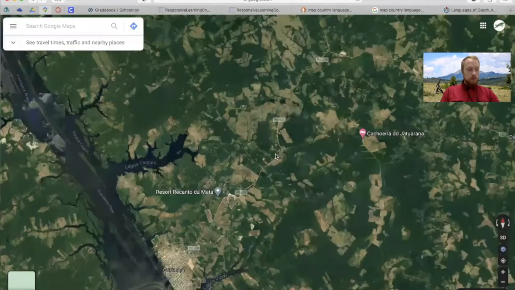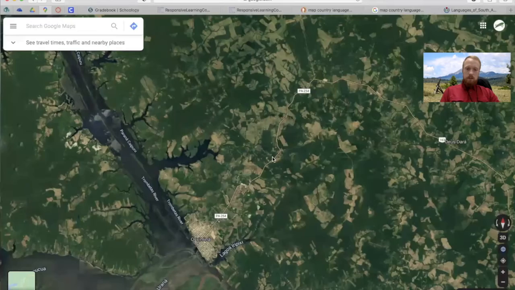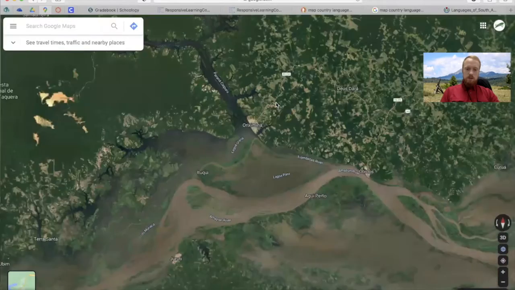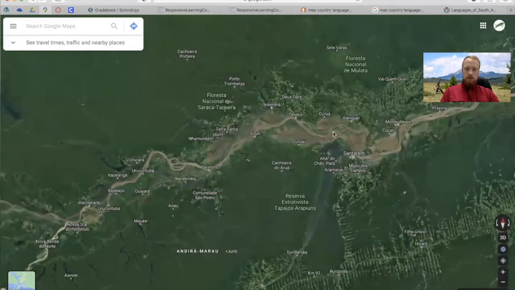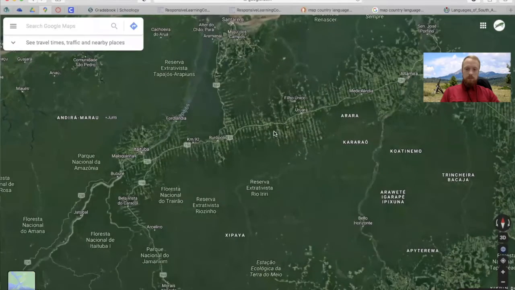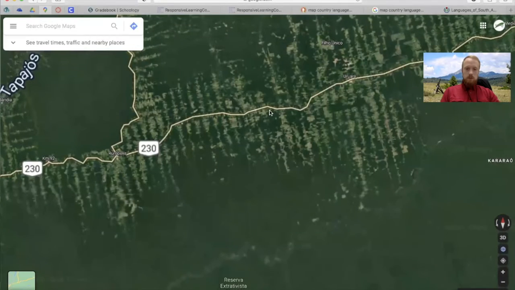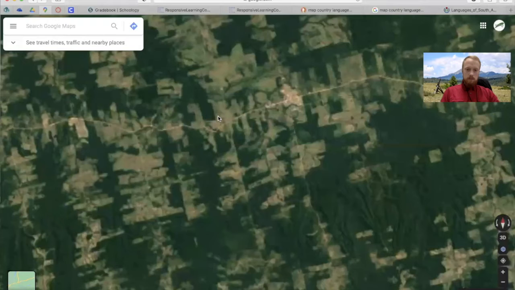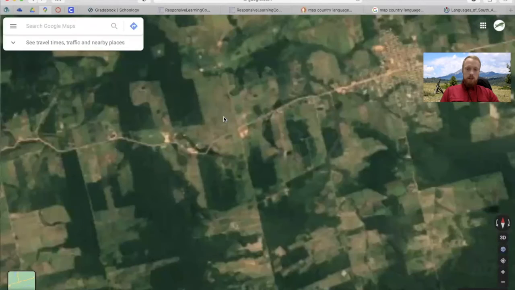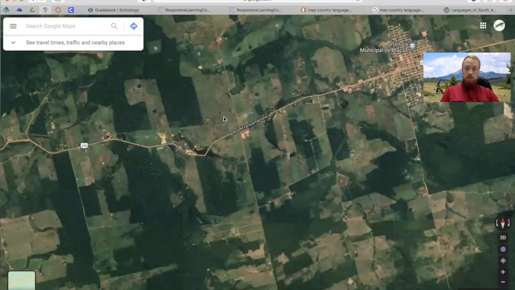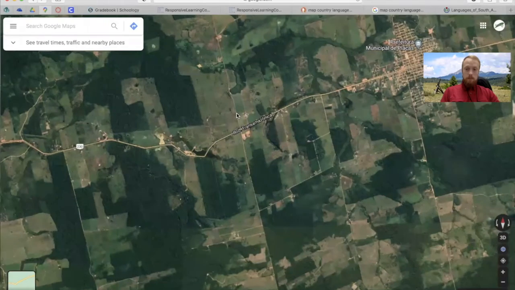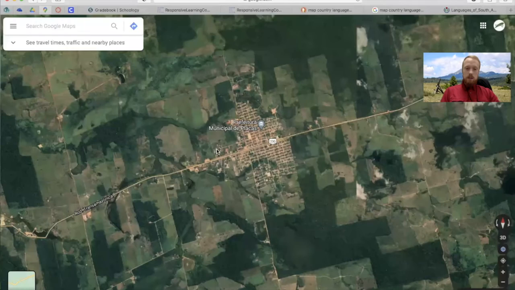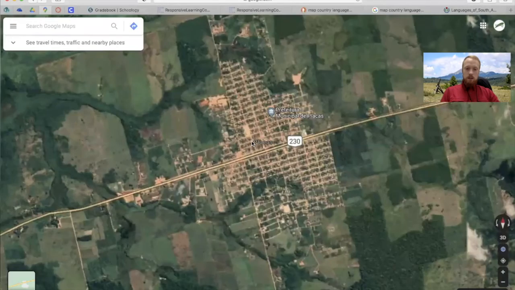Okay? So why are people in Brazil destroying the rainforest, even though everyone tells them not to? Why would you do such a thing? Can you think of any reasons? Please talk with your neighbor, someone next to you. Why would they destroy the rainforest? What do we have here?